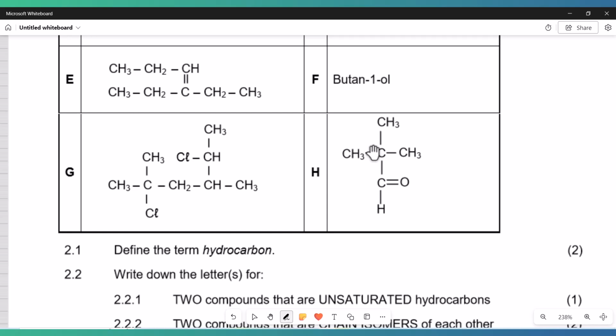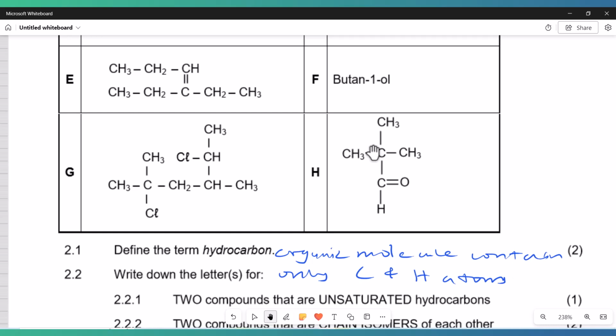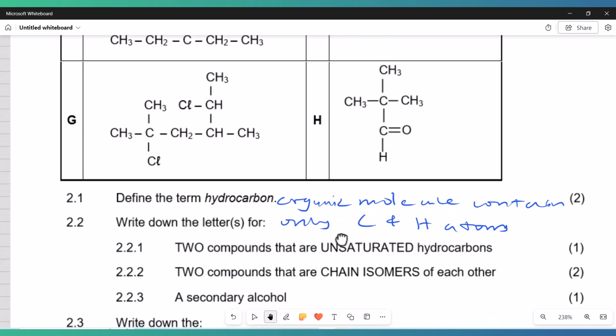The organic compounds that contain only what? Only carbon and hydrogen atoms. So hydrocarbons are organic molecules that contain only carbon and hydrogen atoms, okay? Next question here. They said write down the letters for the following: 2 compounds that are unsaturated hydrocarbons. They must be unsaturated and must also be hydrocarbons.